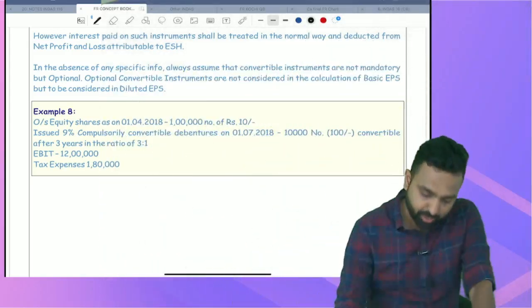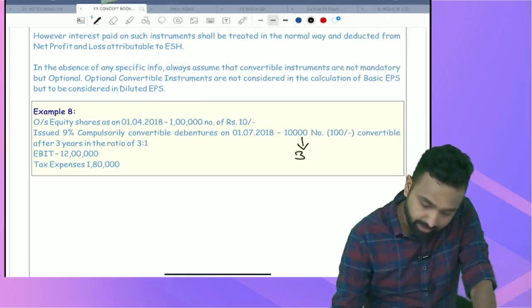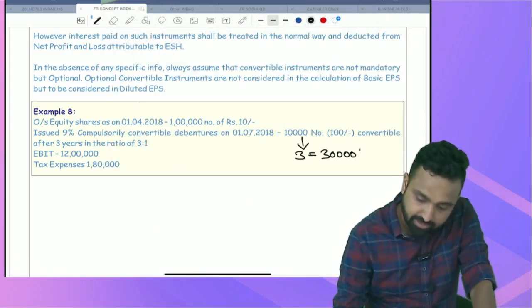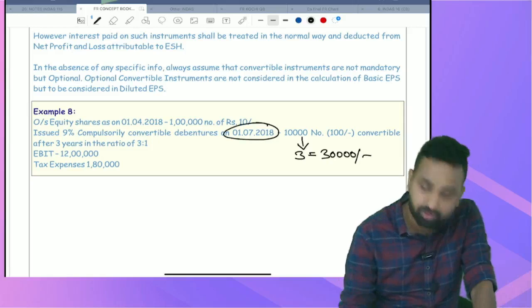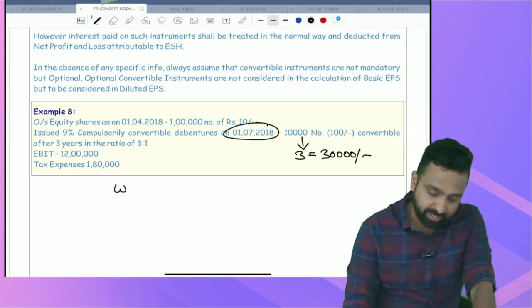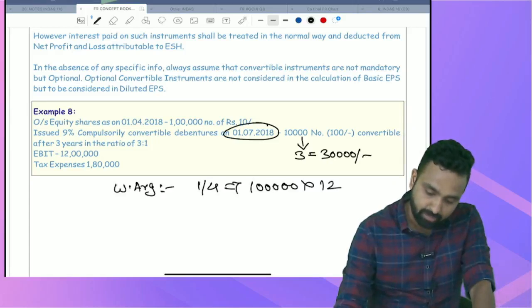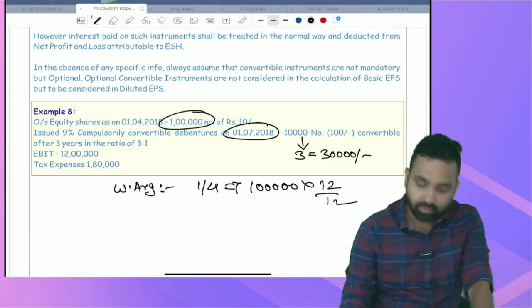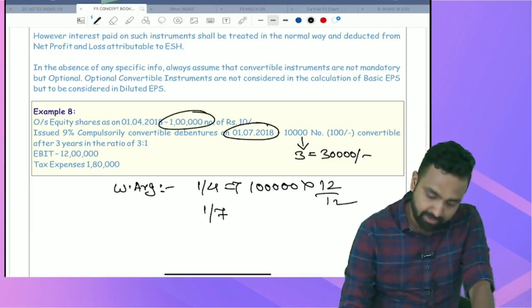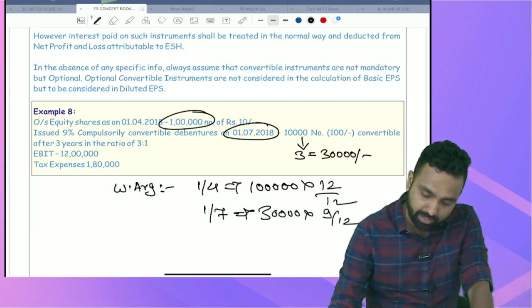What is the conversion ratio, dear? 10,000 into 3 is equal to 30,000, guys. And the date is 1 July. So what is the weighted average? Basically, it's 1 lakh, 12 by 12. 1 lakh is normal shares. And from 1 July, it is 30,000 into 9 by 12.